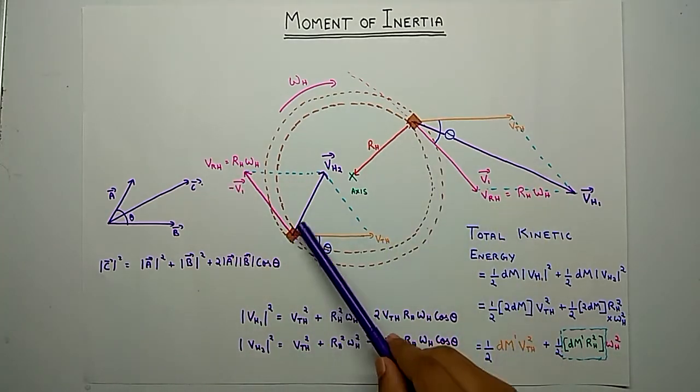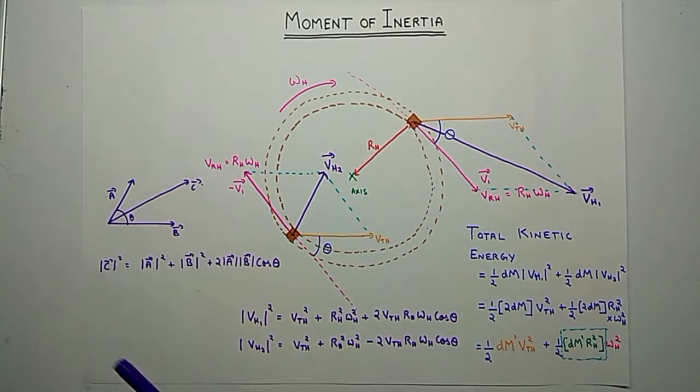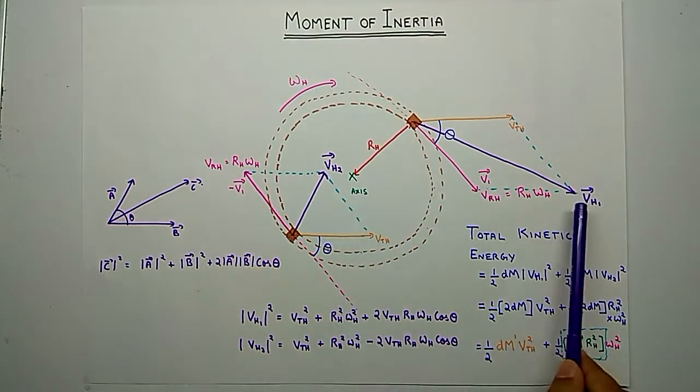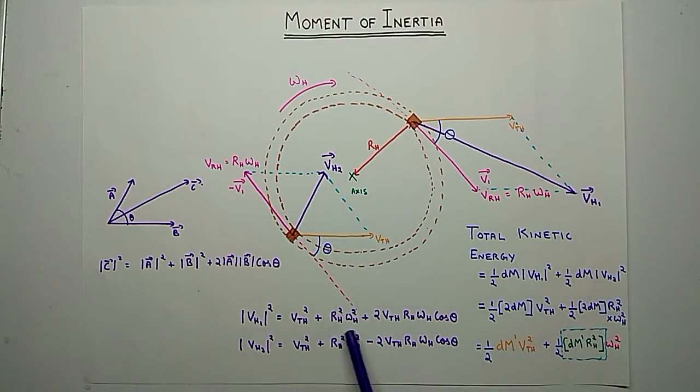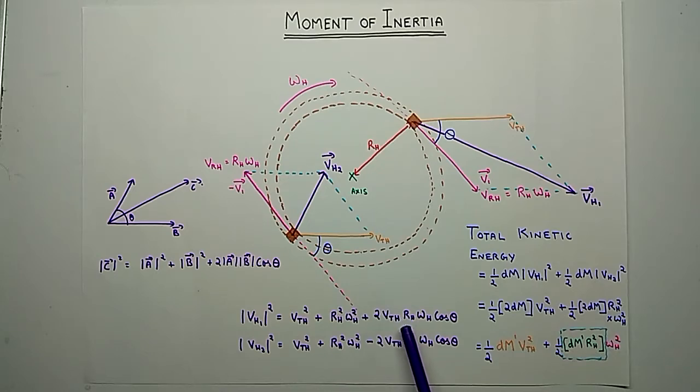The net velocity of each mass chunk can be derived using the parallelogram law of vector addition. Let Vh1 and Vh2 represent the net velocity vectors of these mass chunks as shown here. Then the square of their magnitude can be calculated using this formula, which can be derived using the parallelogram law of vector addition. Using this, we get the following two results. Note that these two terms have opposite signs, so when I add this and this, I get only 2 times Vth square plus Rh square omega h square.